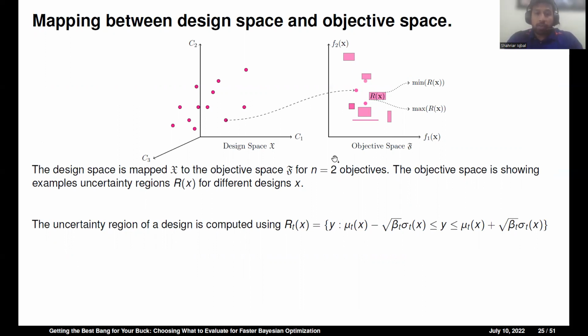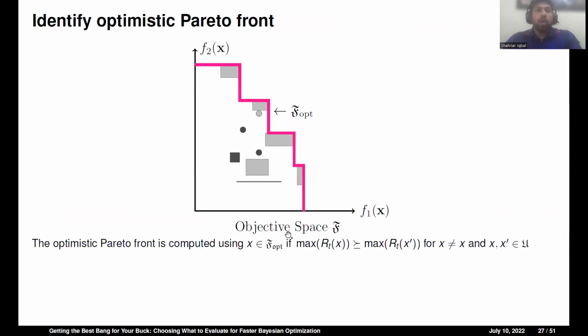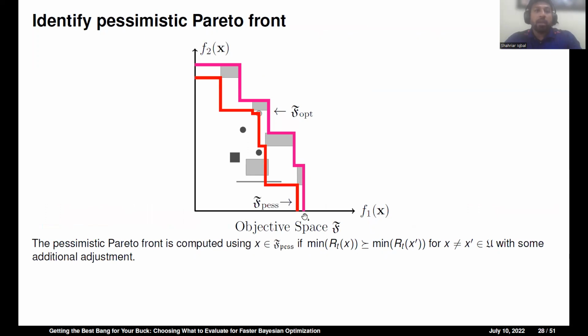Once we compute the uncertainty region for each design, we measure the dominance of each design. A dominant design is one for which no other design can be found that is better across both of the objectives. Once we determine all the non-dominated designs, we identify the optimistic Pareto front using the same dominance rule with the maximum value of the uncertainty region, and then find the pessimistic Pareto front using the minimum value of the uncertainty region with the dominance rule, with some additional adjustment, which we'll describe in detail in the paper.